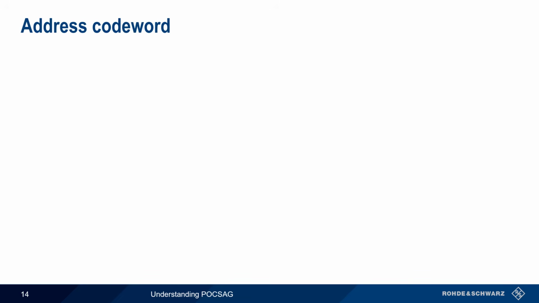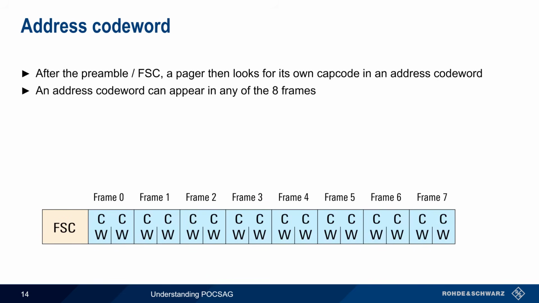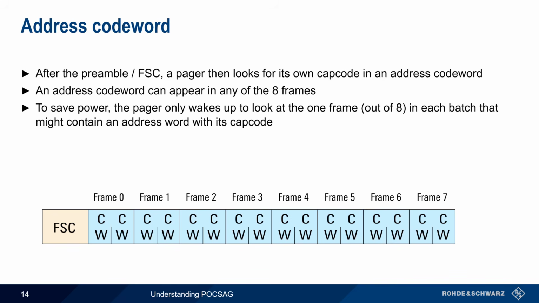Let's take a closer look at address codewords. After a pager detects and decodes the preamble and framesync codeword, it then starts looking for its own capcode inside of an address codeword. Address codewords can appear in any of the 8 frames. But to save power, a pager will only look at one of the 8 frames in each batch when searching for an address word containing its capcode.